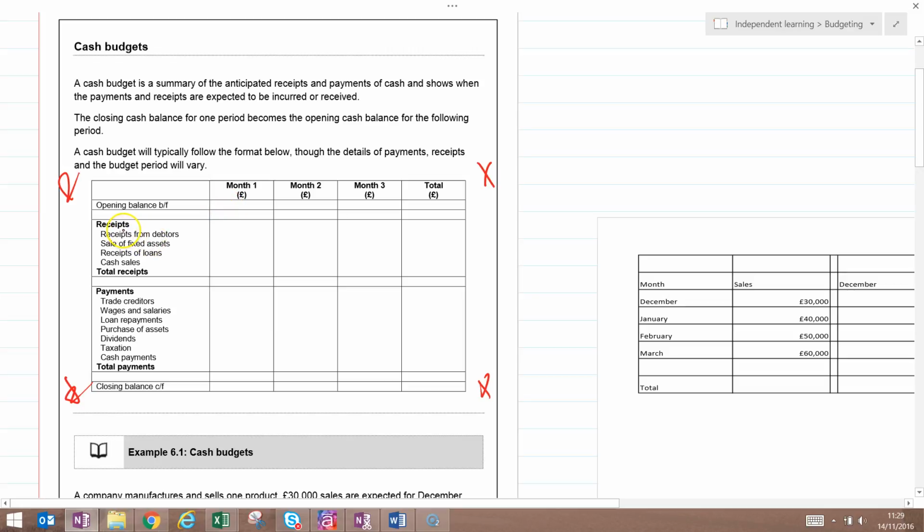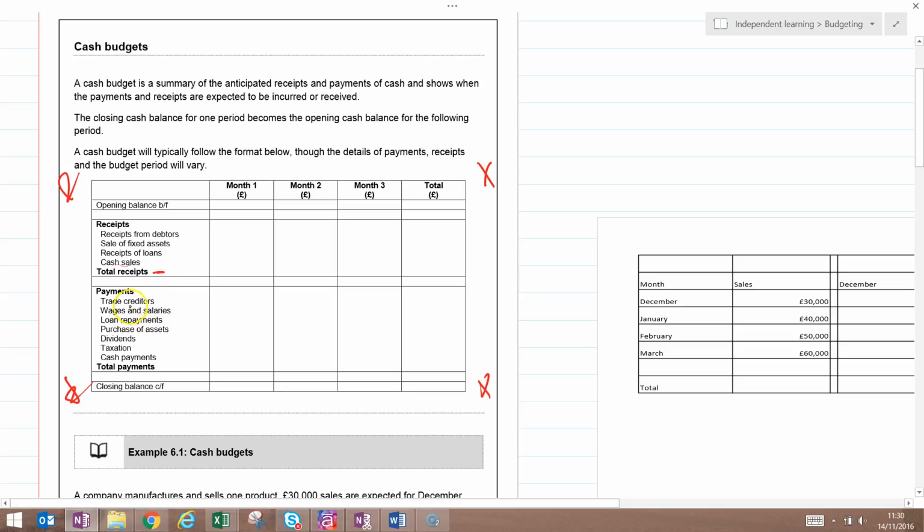Then we have a receipts section where we list the receipts of cash. So here we've got receipts from debtors. We've got sale of fixed assets, receipts of loans and cash sales. Now what you put in there will depend upon the question that you're looking at. So you may only have a receipt from debtors, you may only have cash sales. So it's wherever the money is coming from is what you will detail in that receipts section. And then you total your receipts.